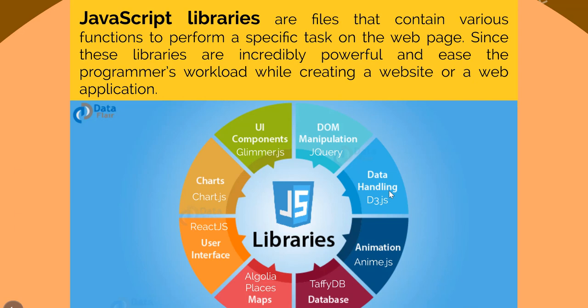Glimmer.js provides you a number of functions written in JavaScript that can handle your user interface. And their tagline is fast and lightweight user interface components for web. And these are ready-made available and you can use them. So in short, JavaScript libraries are a set of functions written in JavaScript that are ready to use, and anyone can use them to design their websites.